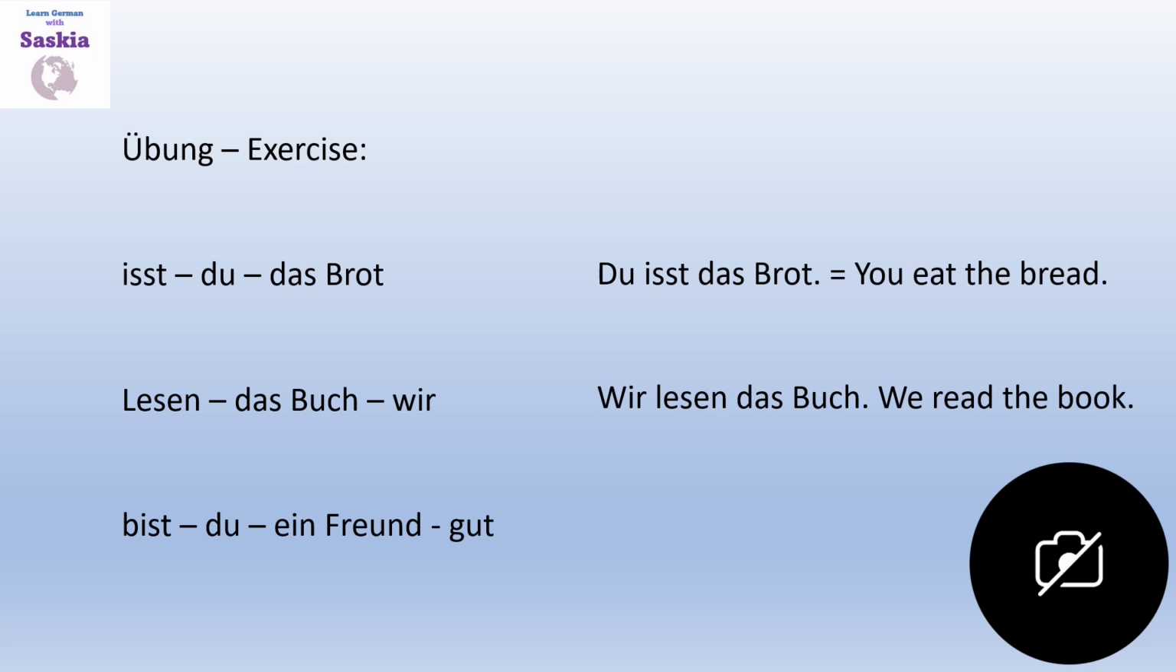And the last example we have here is a little more complicated because we also have an adjective. So we have bist, which derives from the verb sein, to be. Then we have du, you, ein Freund, a friend, and gut, which means good. So we have four parts which we have to put into a sentence here. So how do we do that?